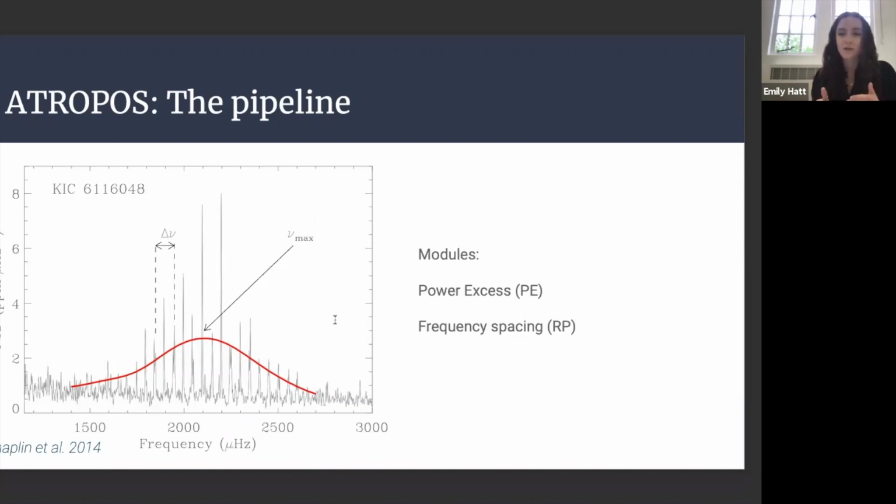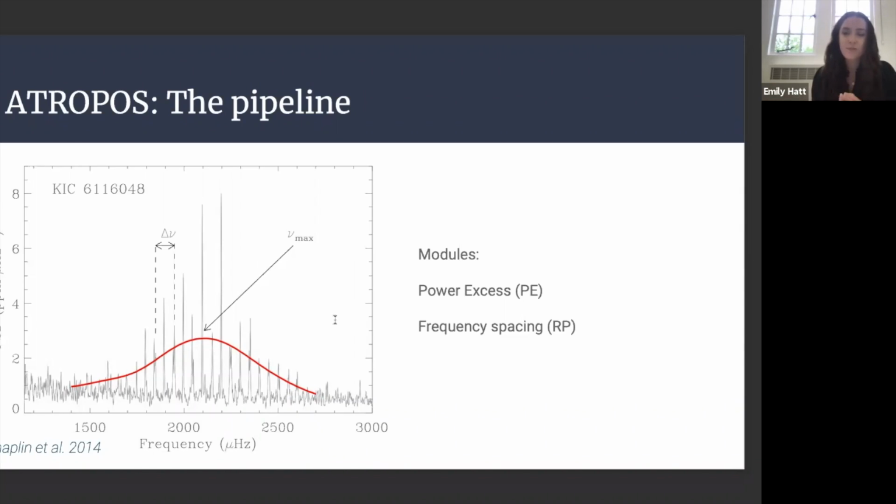We function basically on 2 main modules. One is entitled power excess, which we sort of shorten to PE, and one is entitled frequency spacing or repeating pattern, RP. So I'm trying to avoid using PE and RP as much as possible, but if it slips out, it's because I've been saying it so much, so that's what they mean.